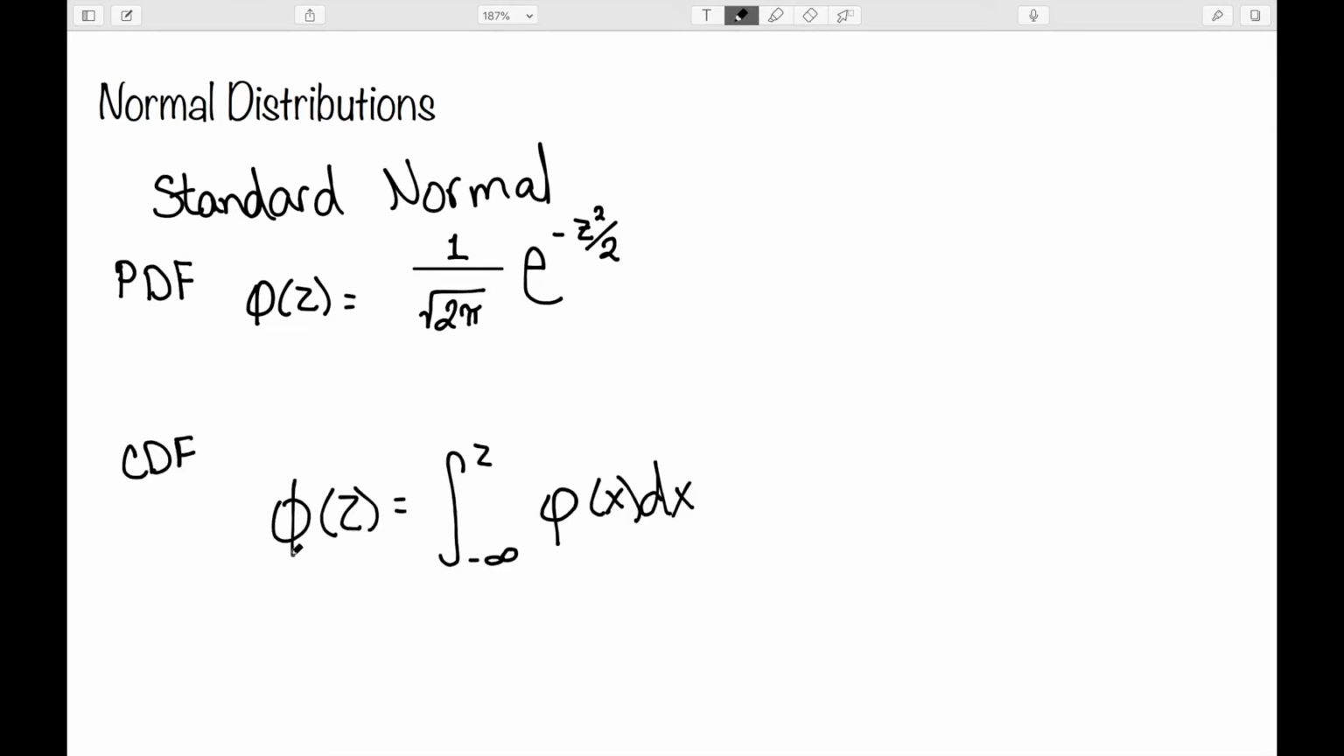The CDF, which is given by a capital phi of z, is just the integral from negative infinity to z of the PDF. And this is a very, very hard integral to compute. In addition, for this normal distribution, my mean is 0 and my variance is going to be 1. And this is the standard normal distribution.